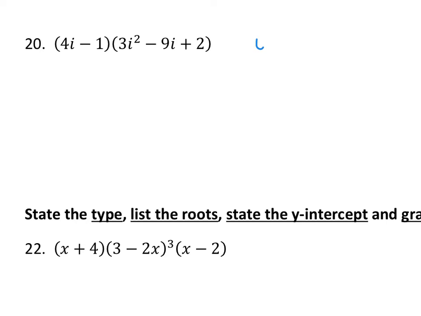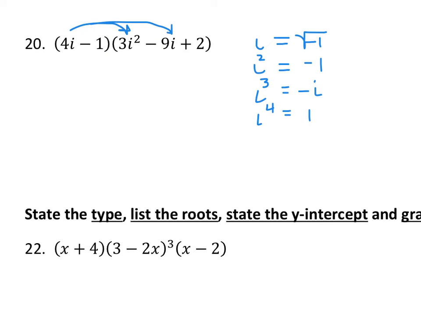i by itself is just the square root of negative 1. i squared, therefore, is negative 1. i to the third power is going to be a negative i, and then i to the fourth power is going to be positive 1. Okay, so if you can just remember those values, it makes it a little bit easier when you're doing problems like this. So if I multiply this, I'm going to go ahead and distribute this through.